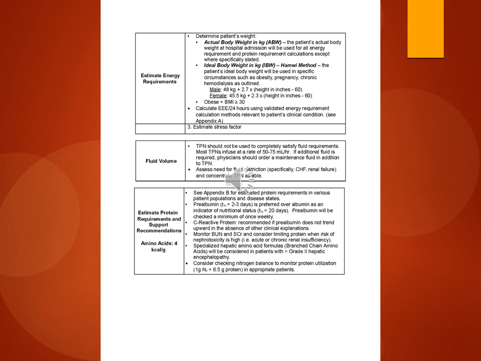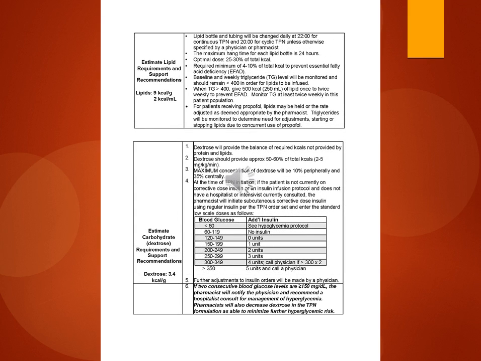Prealbumin will be checked a minimum of once weekly. C-reactive protein is recommended if prealbumin does not trend upward in the absence of other clinical explanations. Monitor BUN and SCr and consider limiting protein when risk of nephrotoxicity is high, i.e., acute or chronic renal insufficiency. Specialized hepatic amino acid formulas, branched-chain amino acids, will be considered in patients with more than grade 2 hepatic encephalopathy. Consider checking nitrogen balance to monitor protein utilization, 1 g N2 equals 6.25 g protein, in appropriate patients.